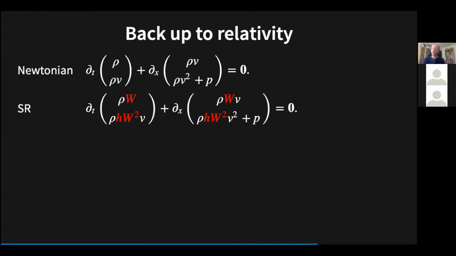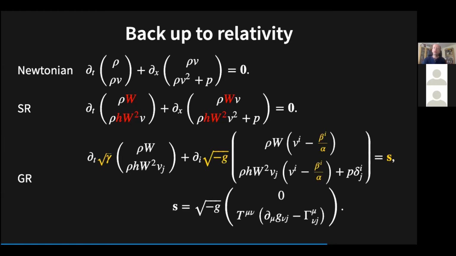The one other addition is that when computing the speed of sound, there's going to be a correction term that comes in from the enthalpy. So in the same way the enthalpy comes into the momentum equation here, it's also going to come into the definition of the speed of sound.